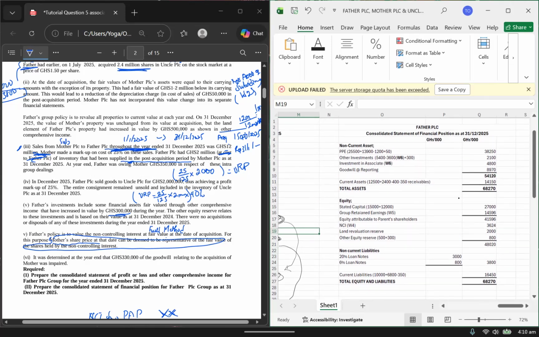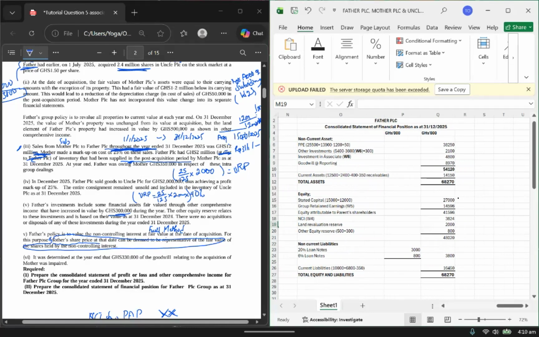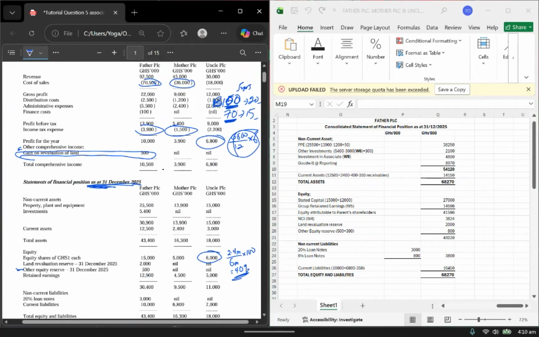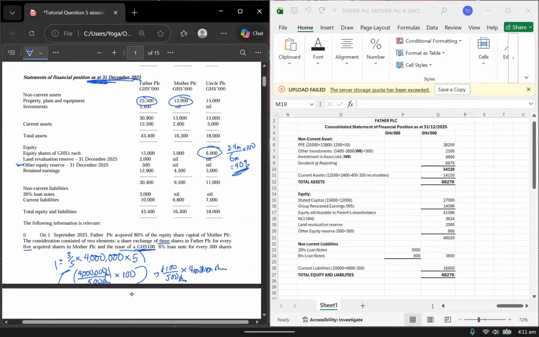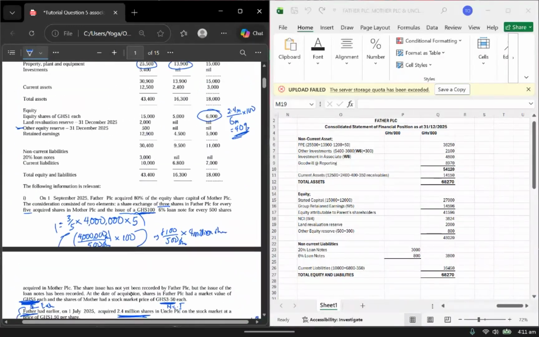Let's quickly move on to the statement of financial position. Down, we don't strike anything. So you just take this one, you add, you take this one, you add, you take this one, you add. Now, PPE, you take 25,500 and 13,900. You add, and then we were having what's the reduction in property, plant, equipment.